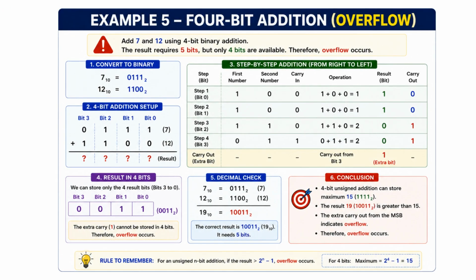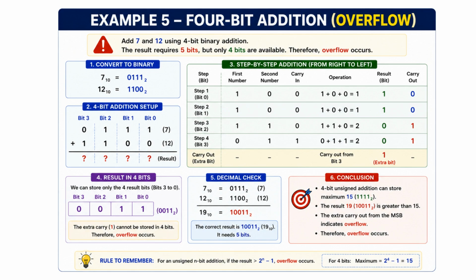Let's work through another example of overflow. This time, we are adding 7 and 12. First, convert them to binary. 7 becomes 0111, and 12 becomes 1100. Now, add the two binary numbers, starting from the rightmost bit. The correct answer is 10,011.